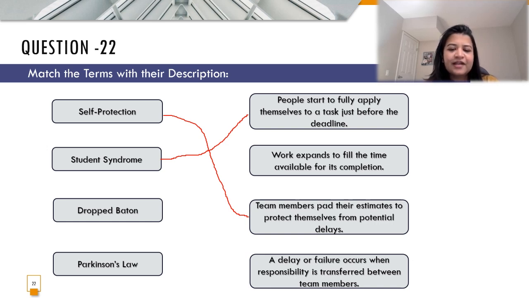Next I have a delay or a failure that occurs when the responsibility is transferred between the team members. And I have two options now for me to choose: dropped baton and Parkinson's law. Work expands to fill the time available for its completion, and then I have a delay or failure that occurs when the responsibility is transferred between the team members. Dropped baton is when the task moves from one team to the other. So that's where I'll map this with the delay. And Parkinson's law is where I'm going to map it with the work as it expands to fill the time that is available for its completion.